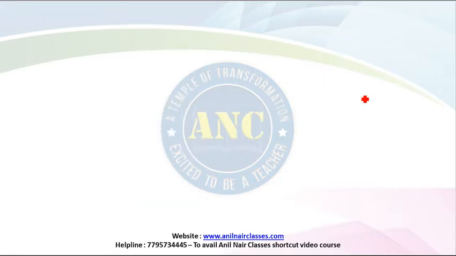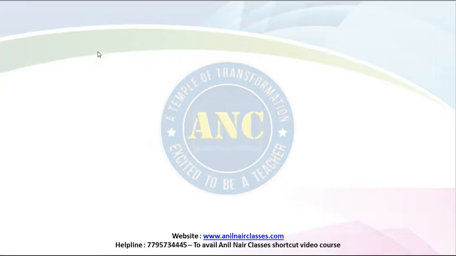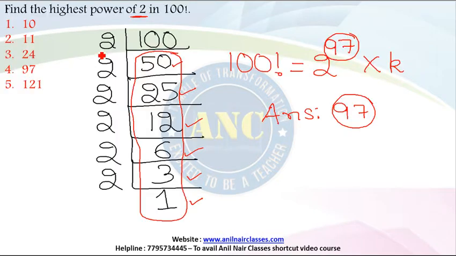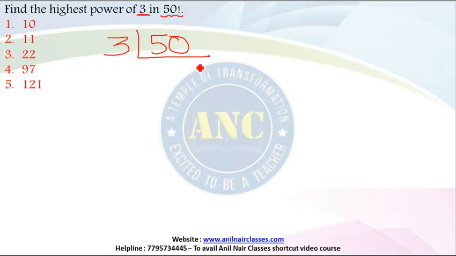Let us keep solving some questions for your better clarity. Suppose your question is: find the highest power of 3 in 50 factorial. 50 factorial means take that number 50, highest power of 3. Keep on dividing by 3. 3 is already a prime base. Here also in the first question, 2 is already a prime base, so I don't need to convert it to any other prime base. It's already a prime base given in the question. In this question also 3 is already a prime base.